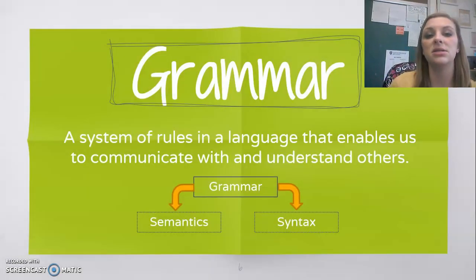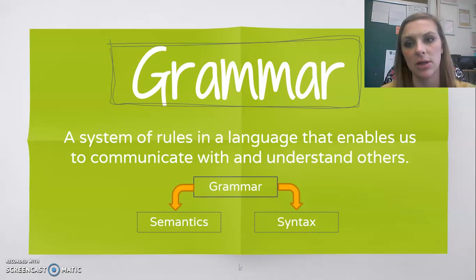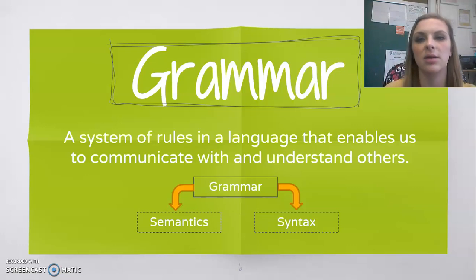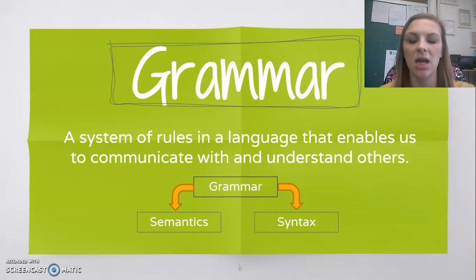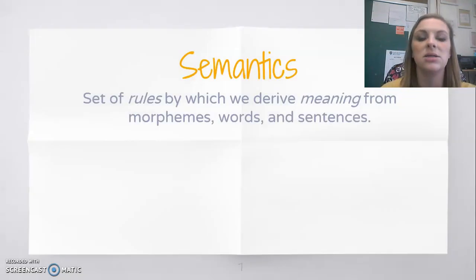Grammar is a system of rules in language that enables us to communicate with and understand others. So we have 2 parts of grammar. We have our semantics and we have our syntax. Grammar isn't just our punctuation marks and our quotation and those kind of things. Grammar is about meaning, right? It allows us to really communicate and get our ideas across.